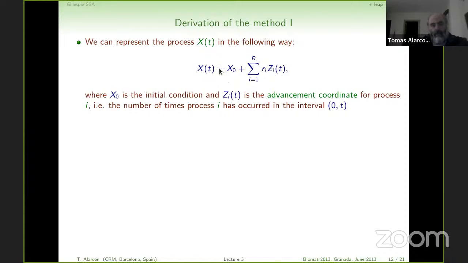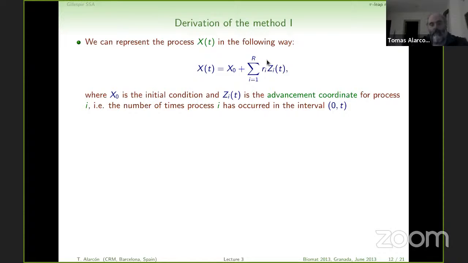Okay, so here we have x at time t. We write it as x at time 0, like x naught, plus this sum here. Each of these quantities here, this zeta I, is what is called the advancement coordinate for the process I, for each one of the processes, which means that it's the number of times that process I has occurred in the time interval 0 to t.